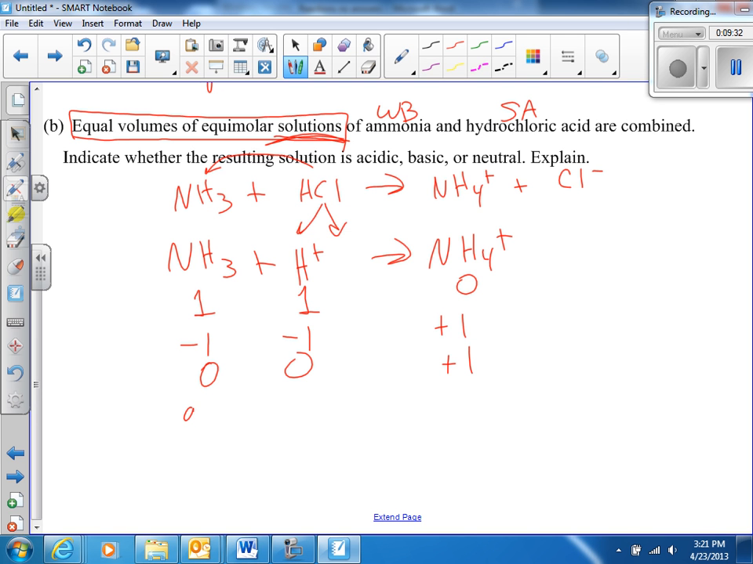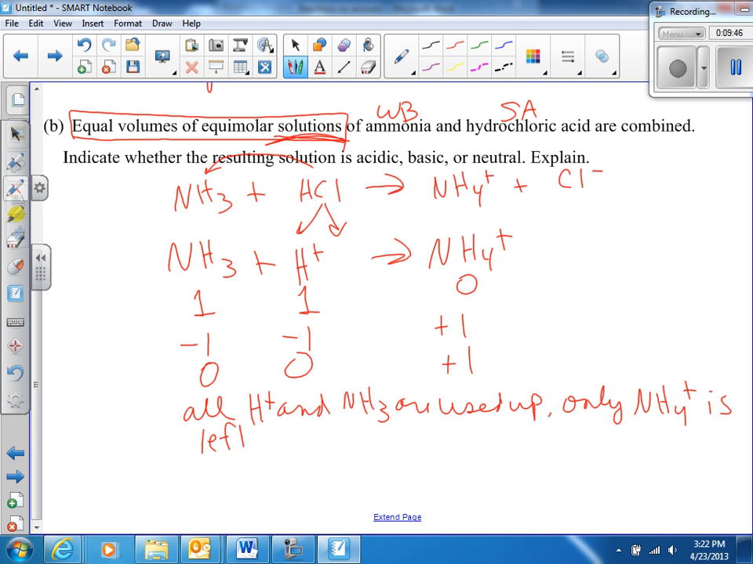So all the H plus and NH3 are used up. Only ammonium ion is left. And hopefully recognize ammonium is acidic. Therefore, the solution is acidic. End of story.